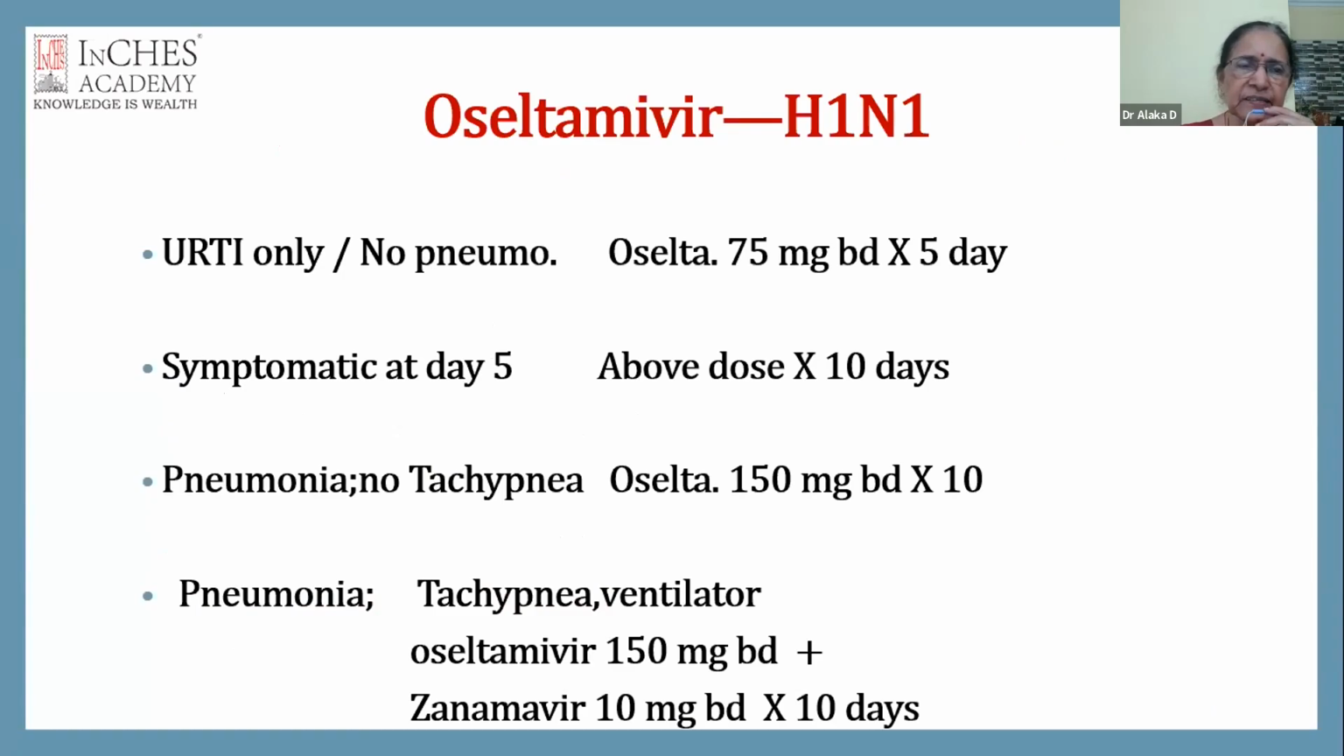This is H1N1. Again, coming back, so oseltamivir. If there is only upper respiratory infection, no pneumonia, oseltamivir 75 milligram BD for 5 days. If the patient is symptomatic at day 5, the above dose is continued for 10 days. Pneumonia, but there is no tachypnea, then we give the dose 150 milligram BD for 10 days. And if there is a tachypnea, the patient should be hospitalized.